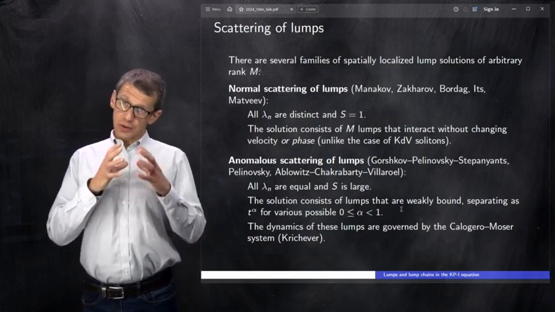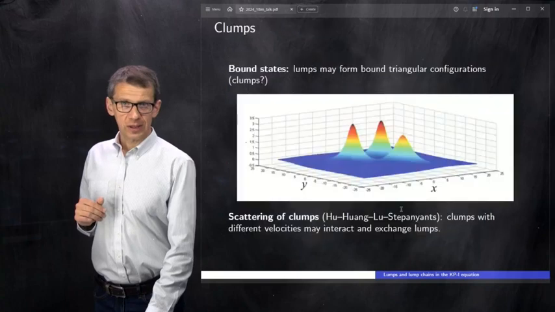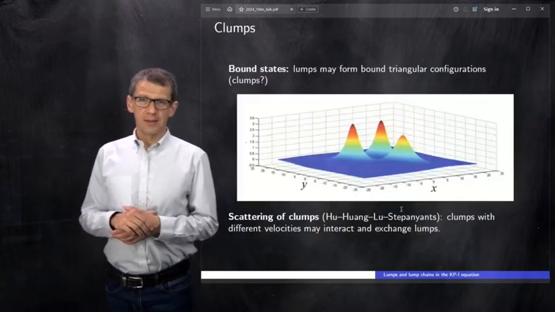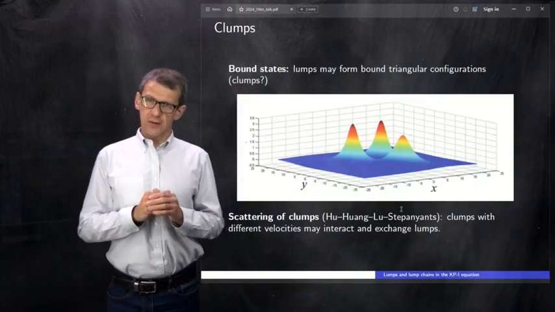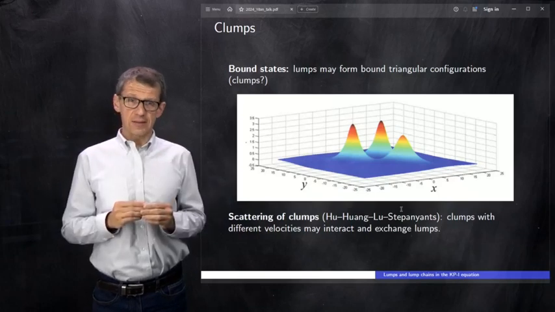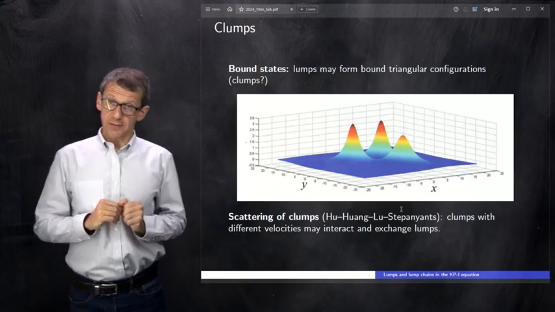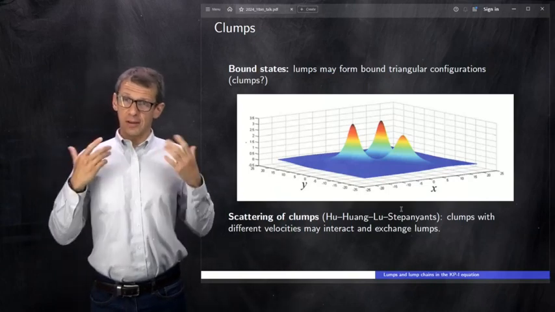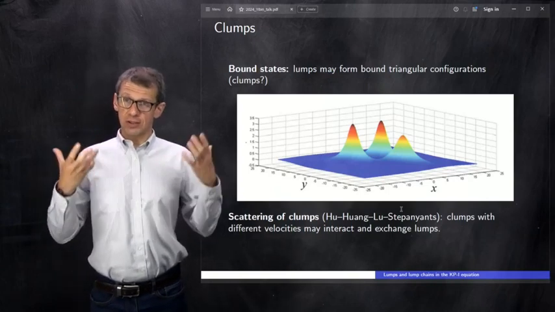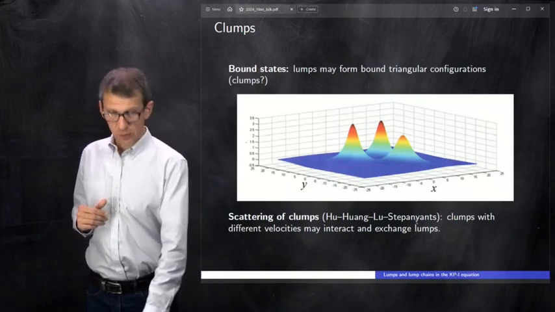So you can have solutions which consist of several lumps that are actually bound, which I think we might call clumps. They form these sort of triangular configurations. So imagine billiard balls on a table at the beginning of a set. They travel in these triangular configurations. And then you can imagine what happens if several of these clumps scatter on each other. These sorts of solutions have also been constructed.